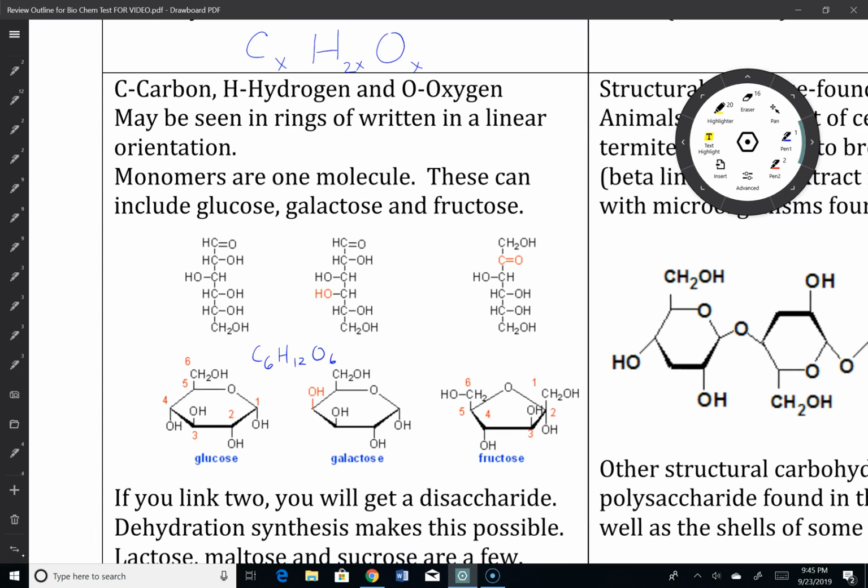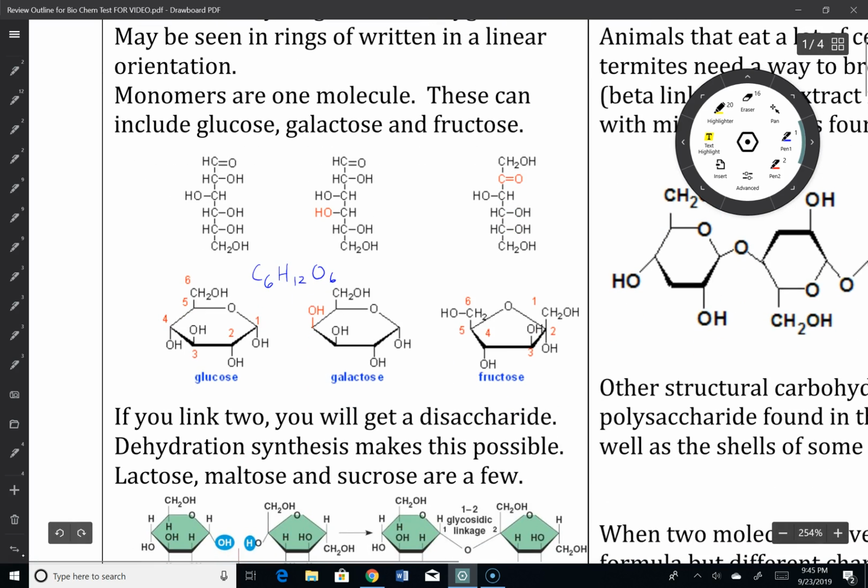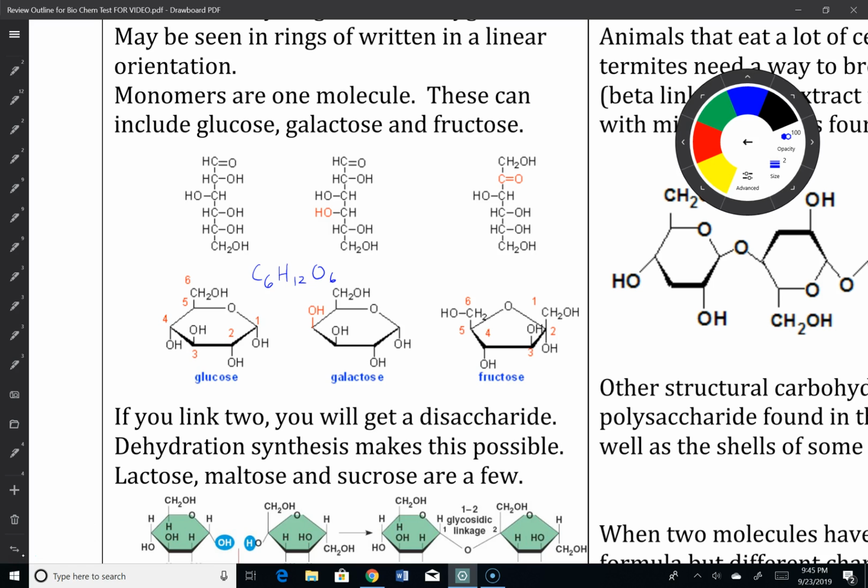Carbohydrates are going to probably be written in a ring structure. If you look at the glucose, the galactose, and the fructose, you will see that they are in a ring. In some cases it has 5 sides, in some cases 6, but either way there will be 6 carbons. These things are called isomers. Isomers are simply the same exact chemical formula of C6H12O6, but a different orientation.